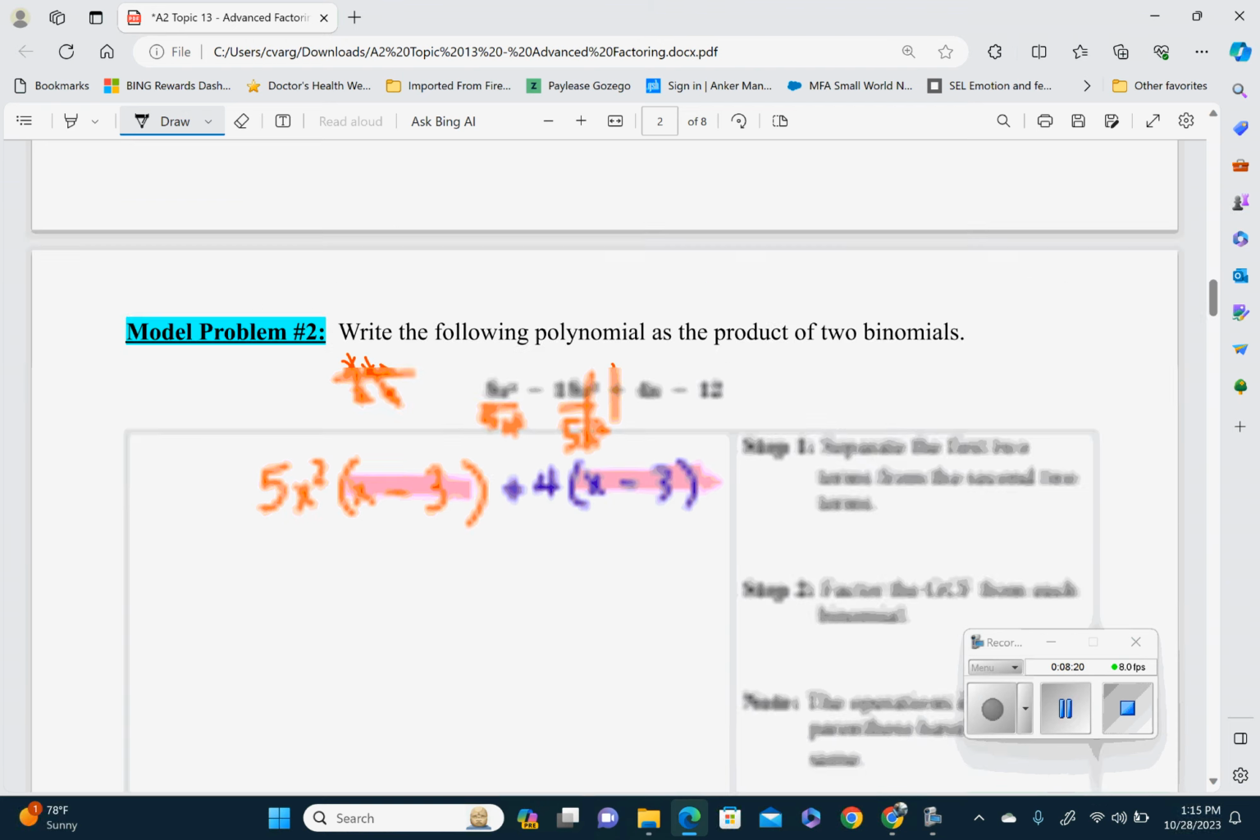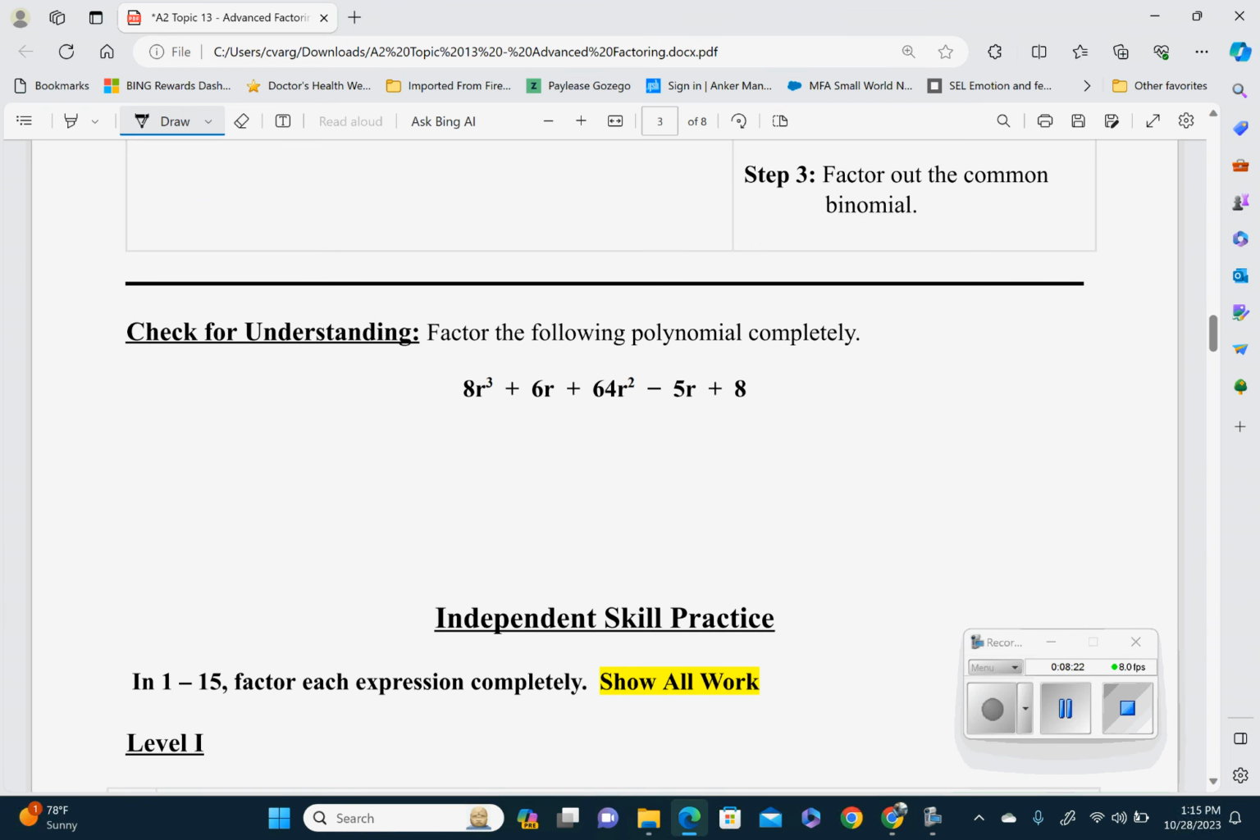Okay. Try some of the problems that are here, right? So the check for understanding is a little crazy. But what we're going to do is combine like terms and then simplify. Try that, give it a shot, look over it.